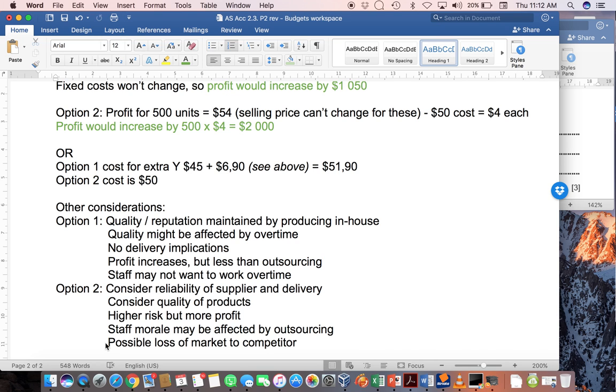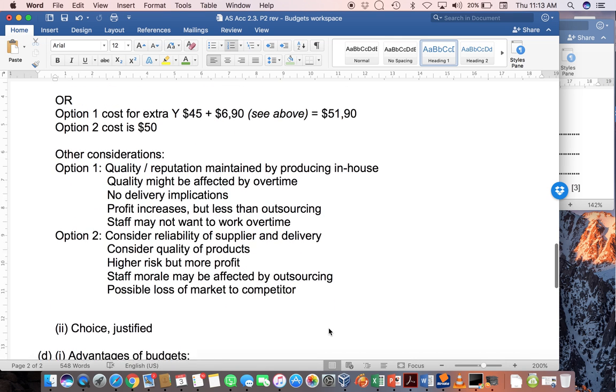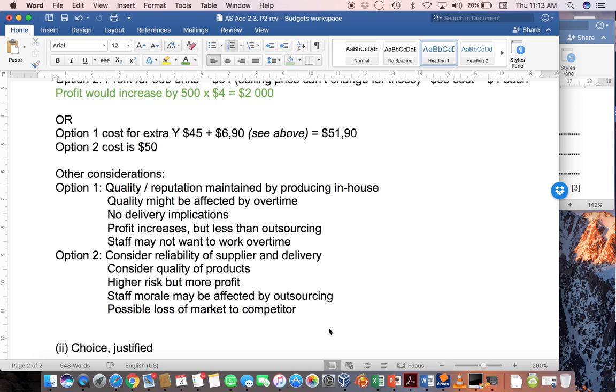They might be concerned by the fact that you are buying in products from the competitor rather than just using them, and they might not like this idea. You also have to consider the fact that you are losing part of the market to your competitor who you are buying from. So you need to consider all of these things and then make your choice.